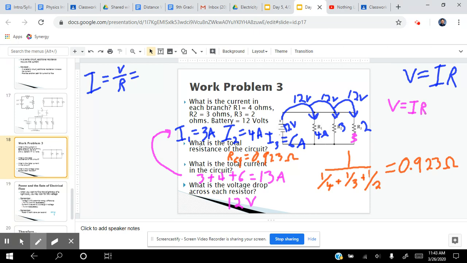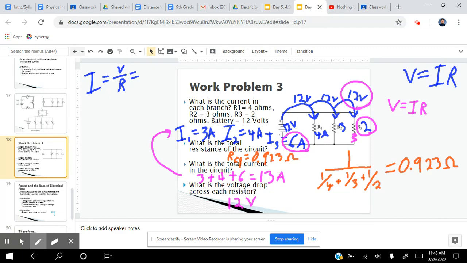But if we were to do that here, what I would end up getting is just 12 volts, because let's say we take this third branch, for example, where I have a 2 ohm resistor and I have 6 amps of current. Well, 2 times 6 is going to give me, ding, ding, ding, 12 volts.